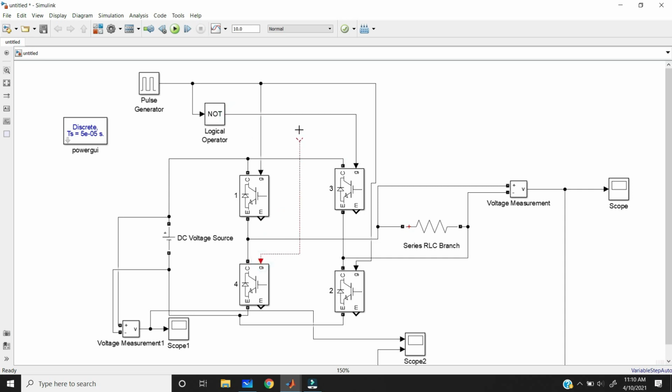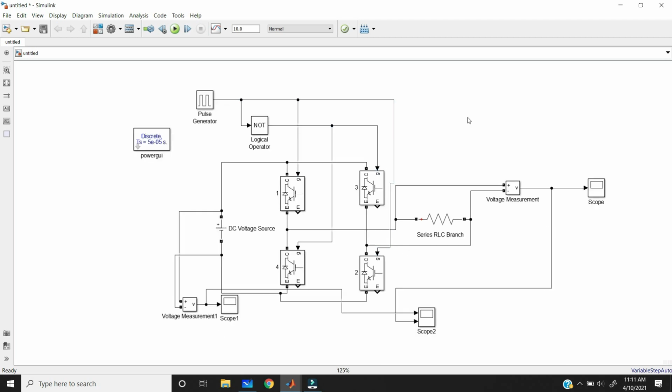Here, what will happen? If the input is 1, then the output will be 0, right? That is the NOT gate operation. If input is 0, output will be 1. That's why I'm taking it here. If switches 1 and 2 are on, then switches 3 and 4 will be off. If these two switches are off, then the other switches will be on. That is what we want, right? That's why I'm taking just the NOT gate here.